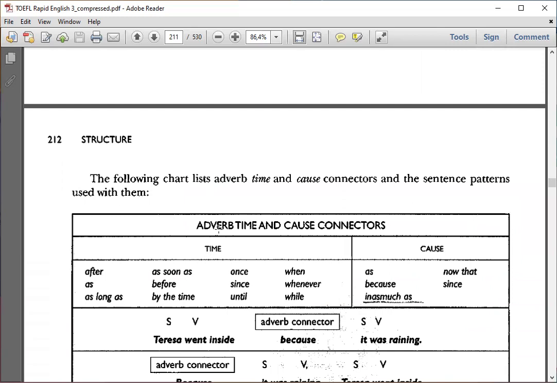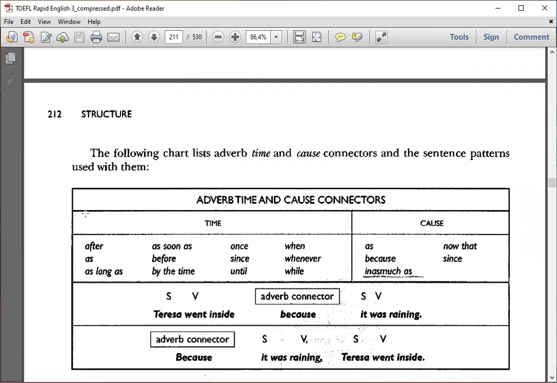Now let's go to the keywords here. It's adverb time and cause connectors. So there are, for the time, yeah, you can find this one. After, as soon as, yeah, before, once, since, until, whenever, wherever. This is related about the time, and for the cause, as, yeah, as much as. Yeah, so this is about the cause connector, as, because, inasmuch as, now that, since, and so on.